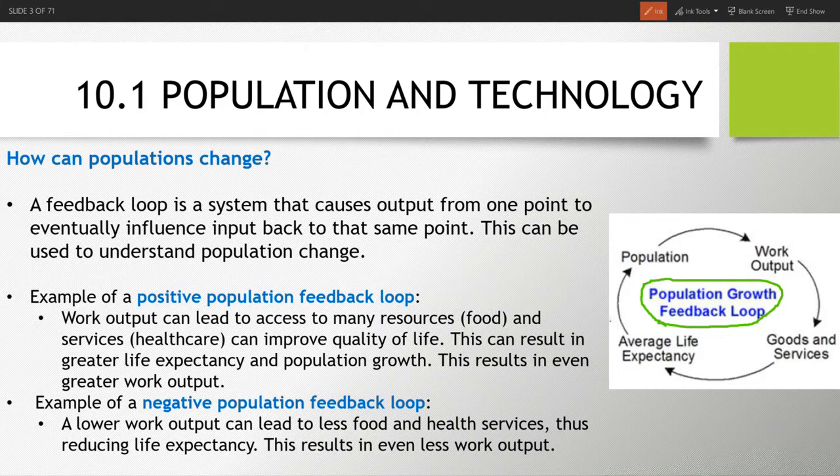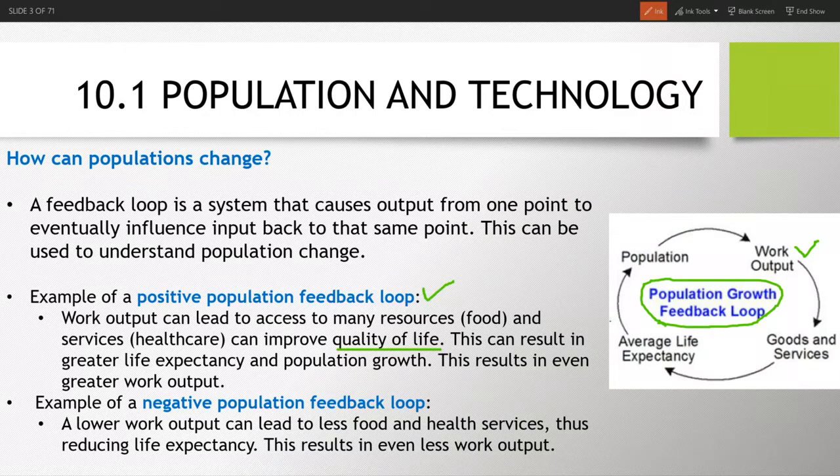So, for example, you could have a positive population feedback loop. Okay, so let's say we start with the work output point over here. Work output can lead to access to many resources. Think about a high level of productivity when it comes to food production, or maybe a higher level of healthcare, either through technology or manpower available to provide those services to people. Things like this can improve quality of life for people.